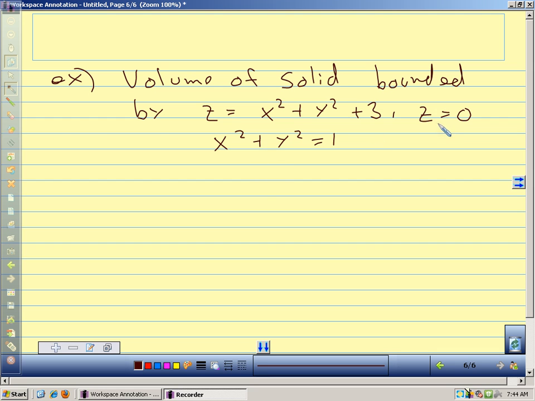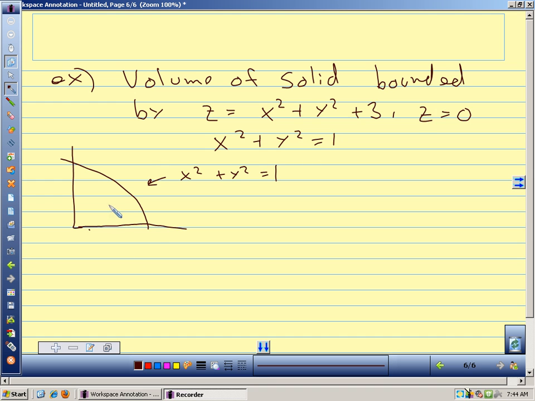The region that we're interested in is bounded by z equals 0. So it's between this surface and the xy plane. Z equals 0 is the xy plane. And in the xy plane, this is the boundary of my region. So my region in the xy plane is just this circle, x squared plus y squared equals 1. And x squared plus y squared equals 1 is the entire circle. This is just a quarter of my region.